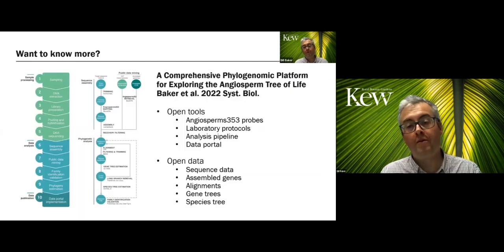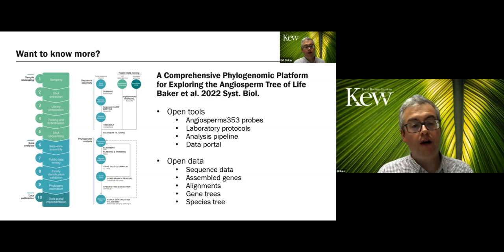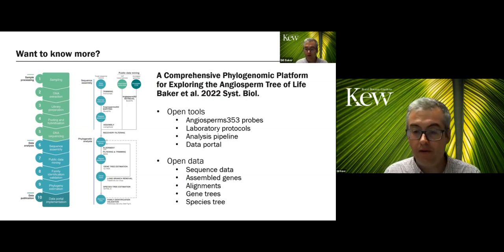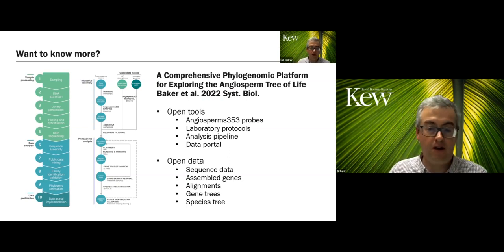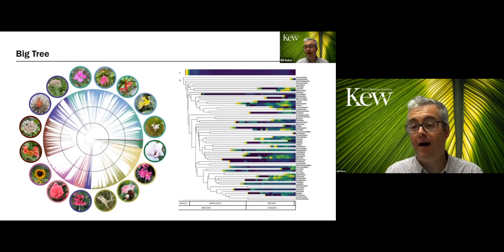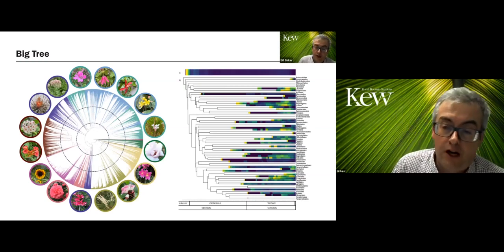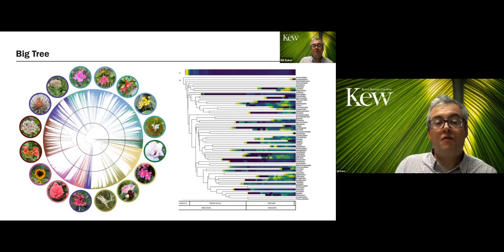If you want to know more about that, we published a marker paper in Systematic Biology in 2022. It's full of information about the whole open tool package that we created: the probes, our lab protocols, our analysis pipeline, and the data portal, and it directs you to all of the data. So please go and dig in. And just to wrap up, I'll touch on a couple of the science things that are now flowing forth from all of this.